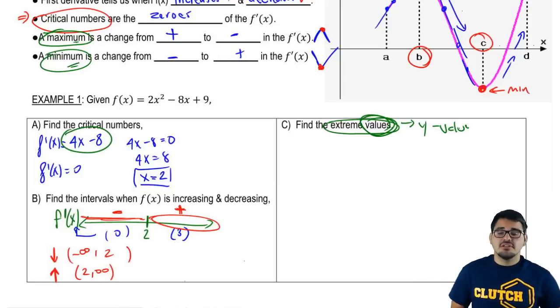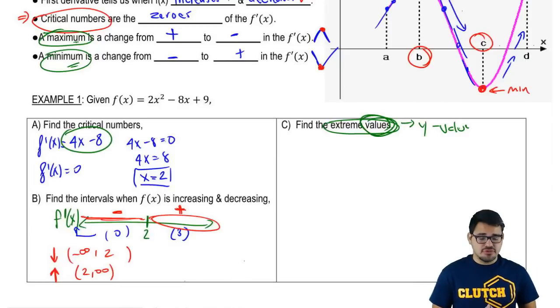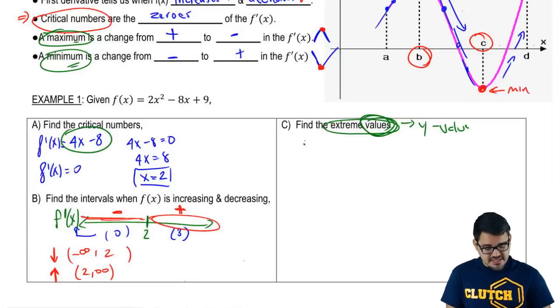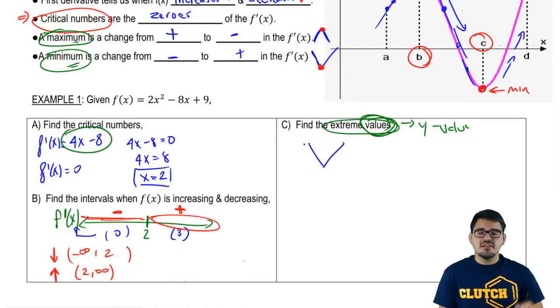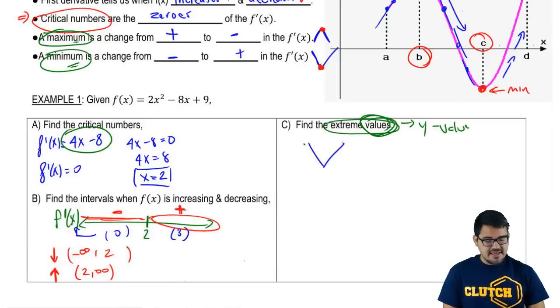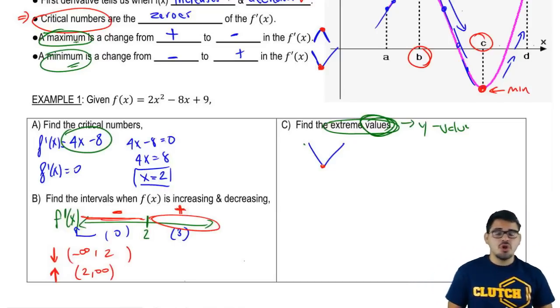So first, let's talk about our critical number at x equal to 2. Here I have something that is going from decreasing to increasing, right? So what does that look like to me? If it's going from decreasing to increasing, it is looking like a minimum. All right? And we're going to call this a local minimum.